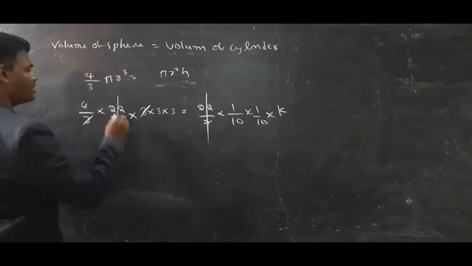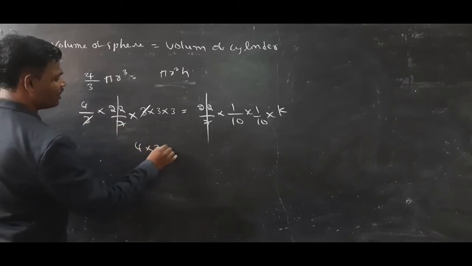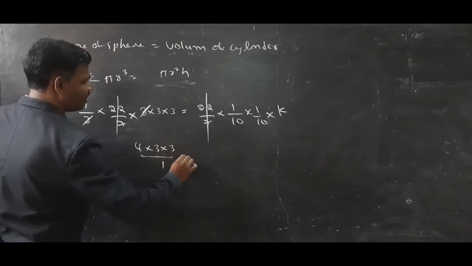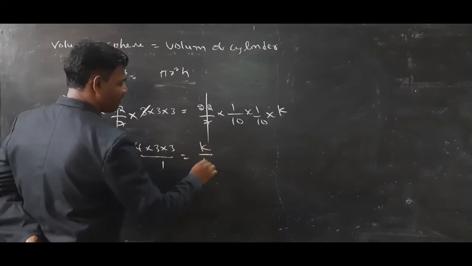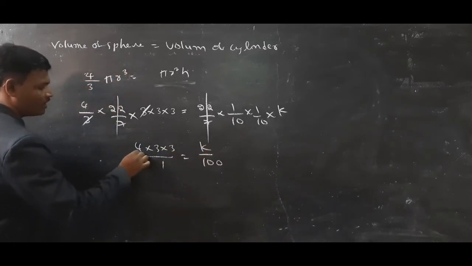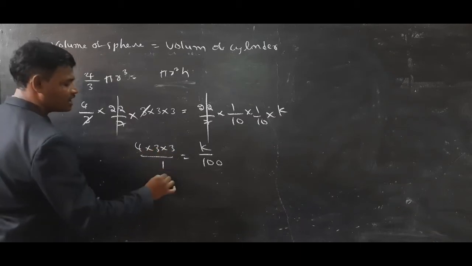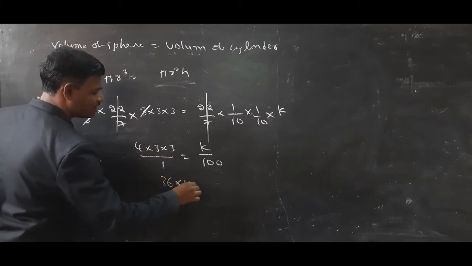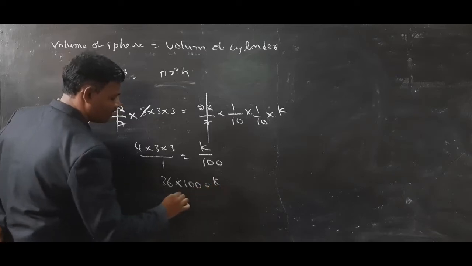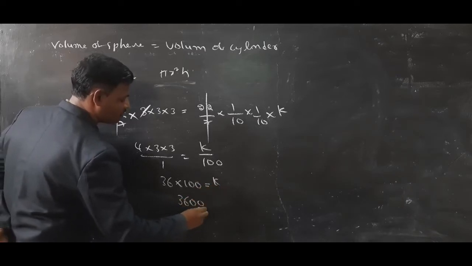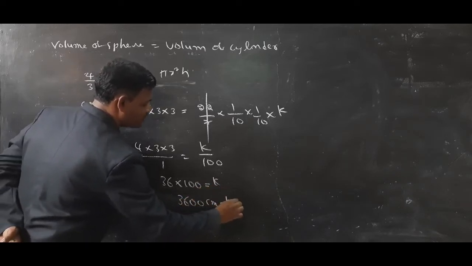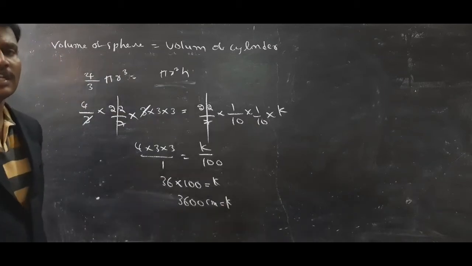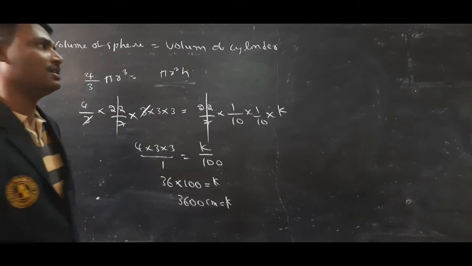So next what is the remaining here? 4 into 3 into 3 by 1 is equal to k by 100. 4 twos are... 4 threes are 12, 12 threes are 36. So 36 into 100 is equal to k. K is equal to 3600 centimeters. So length of that wire is 3600 centimeters.